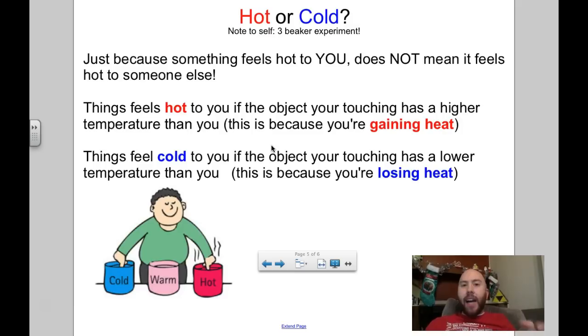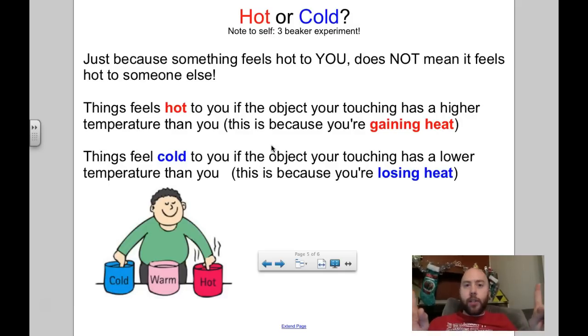So when you hold an ice cube in your hand, it feels cold because the ice cube has a lower temperature. You are losing heat because remember, heat always moves from high temperature to low temperature. You're losing heat, therefore it feels cold. But if you put a burning match in your hand, it feels really hot because that hot match is transferring heat into you. It's moving from the match into your hand. So you're gaining its heat. That's why it feels hot.